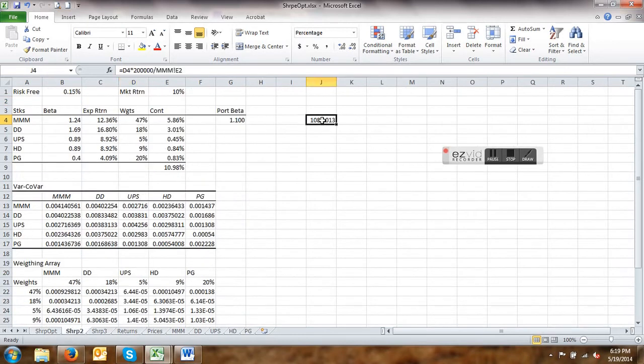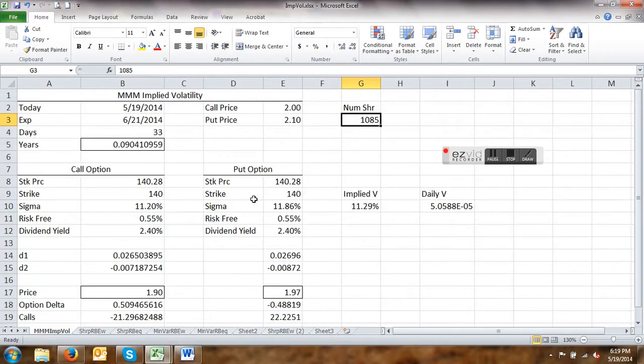All I'm going to do is take 47%, D4 times 200,000, and then divide it by the price that I got it at. So that gives me 1,085 shares. So that's what I need to hedge out. How do you calculate the hedge?